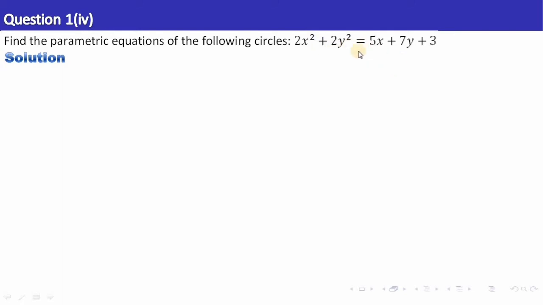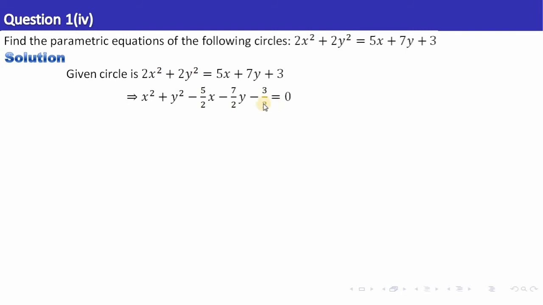This is not given in standard form. So let's try to convert this into standard form, which you have not learned so far. We will have a look at this sum very carefully. This is given, so we'll take everything to the left hand side and divide both sides by 2, because I want the coefficient of x square and y square to be 1. Then I'll get this much.